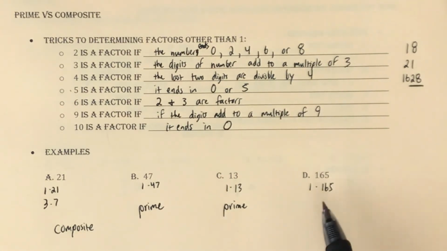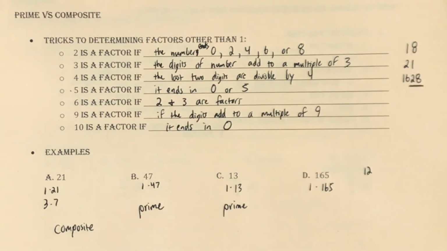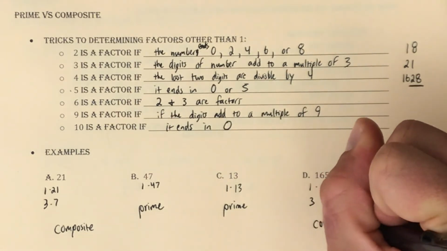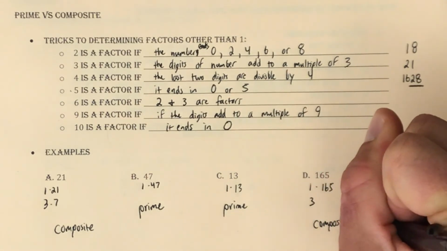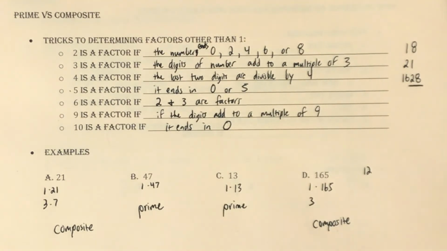So if I add the digits, 1 plus 6 is 7, plus 5 is 12, and 12 is a multiple of 3, so I know that 3 definitely goes into this, which means that it is a composite number. Now you may be saying on this one, well, I saw that it ended in 5 and anything that ends in 5 is divisible by 5. You're right. There are more than 2 numbers here that can go into that. We just need to verify that there's more than 1 and the number itself. And as soon as I realized that 3 was a number that went into it, I had done enough work to identify that it was composite.